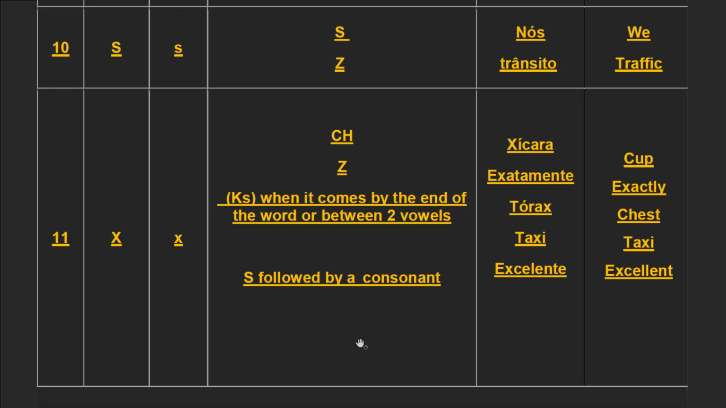The fourth pronunciation for this letter is pronounced as letter S in English when it's followed by a consonant. The example that we have here is the word excellent, which means in Portuguese excelente.